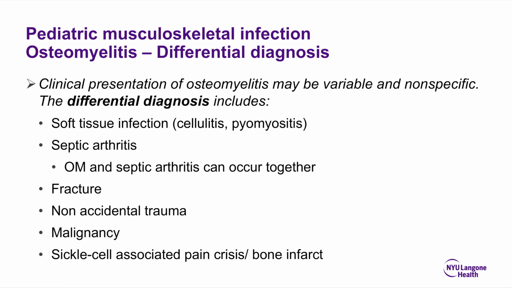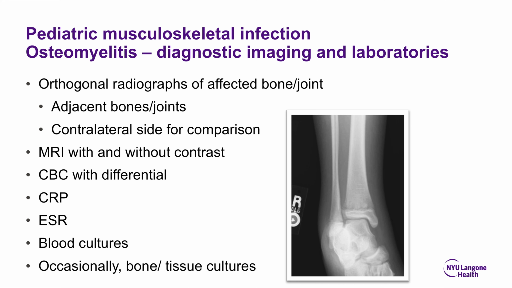Differential diagnosis for osteo includes soft tissue infection like cellulitis or pyomyositis, septic arthritis, although osteo and septic arthritis can and do often occur together, fracture, non-accidental trauma, malignancy, or a sickle cell associated pain crisis or bone infarct.